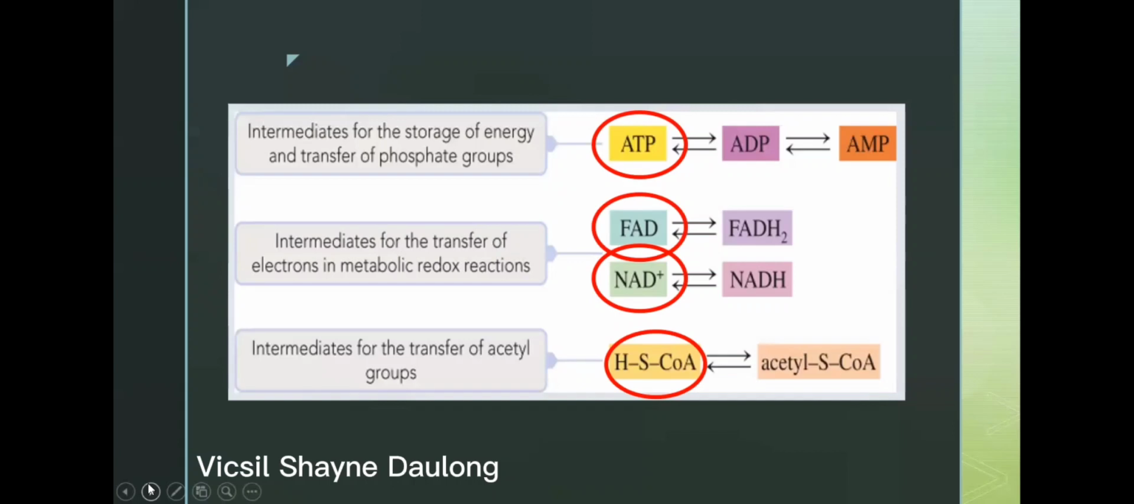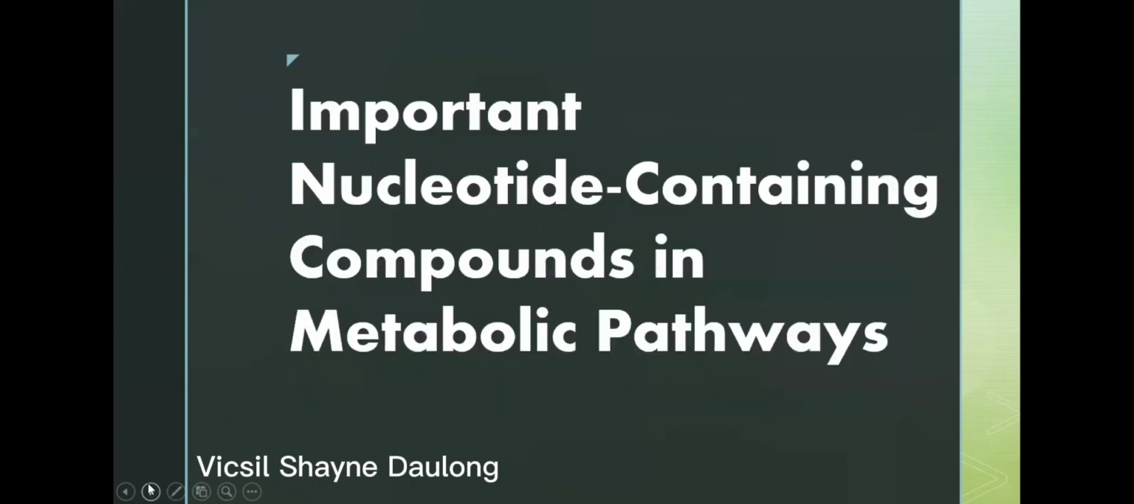Although these intermediates have only a tiny direct impact on cellular functions, these compounds can play an important role in allosteric regulation, or the regulation of an enzyme by binding an effector molecule at a site other than the enzyme's active site, the site to which the effector binds being the allosteric or regulatory site of enzymes. And that is all for the important nucleotide-containing compounds in metabolic pathways.